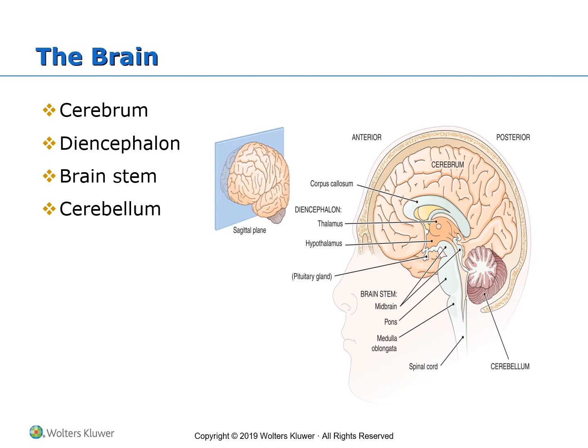The brain can be divided into 4 different regions that will have very specific functions. However, they are in constant communication with each other and they actually work together in order to regulate different body functions. And those regions are the cerebrum, the diencephalon, the brainstem, and the cerebellum. We'll describe them in a second.